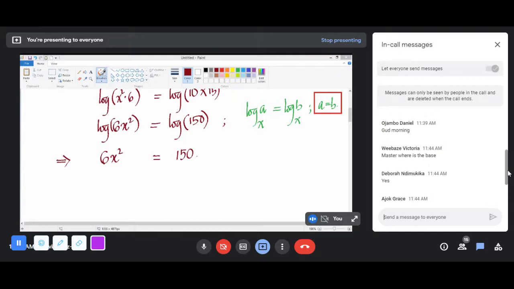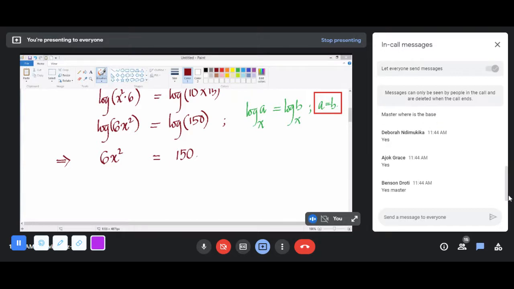I see Deborah says yes, Job Grace says yes, Benson yes. Any other? I want us to be at the same point. David is also okay. Those who do not know the chat, where you can send a message, type there something to confirm that you're following.